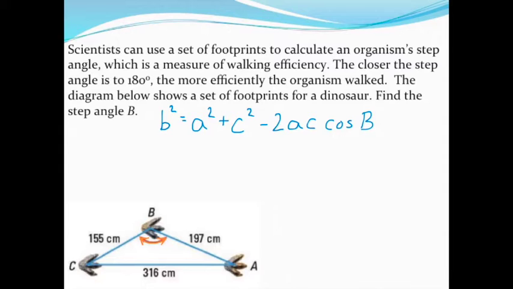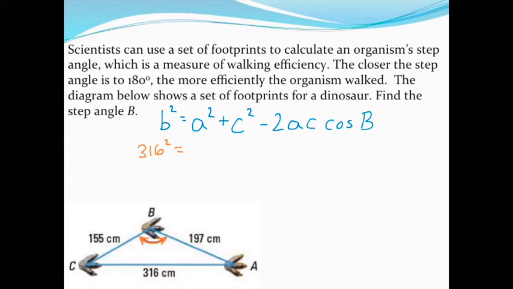Remember that whatever you're trying to find, whatever angle or side that is, you just start and end with that same letter. Since I'm trying to find angle B, I'm going to start this with b squared. And so let's go ahead and plug in what we know. I know the lowercase letters are all my sides. So side B was 316, the side opposite angle B.